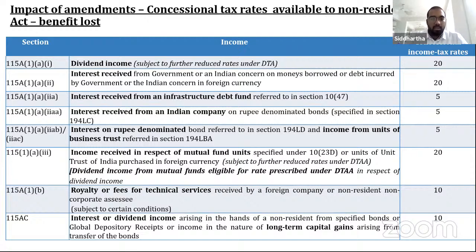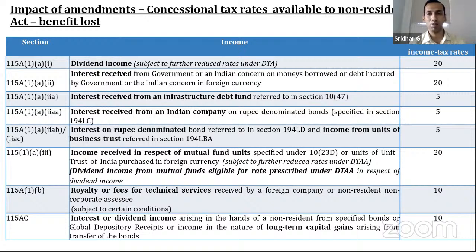Similarly, there was a concessional rate even for royalty and FTS, which was at 10%, which was available to non-residents. So since you become a not ordinarily resident, this concessional rate is not available to you. I would be only thinking, Siddharth, about the additional income from business or profession set up or controlled in India.